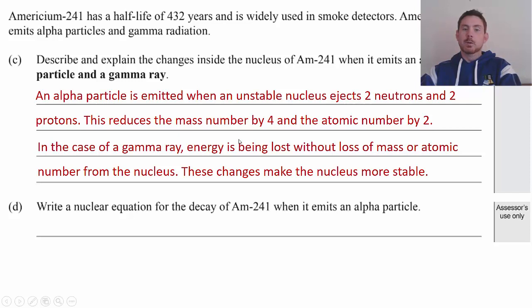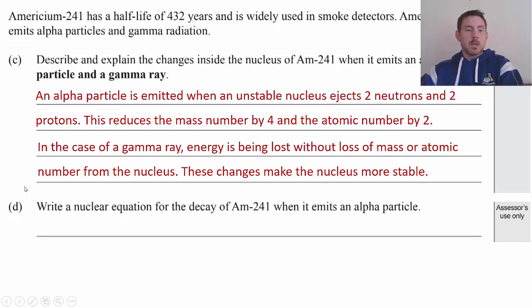And a full and complete answer there involving the changes of an alpha particle and the reasoning for the changes inside the nucleus when an alpha particle is emitted, along with the lack of change to the nuclear structure when a gamma ray is emitted, but also identifying that energy is lost with the gamma ray, and that those changes make the nucleus more stable would give you excellence.